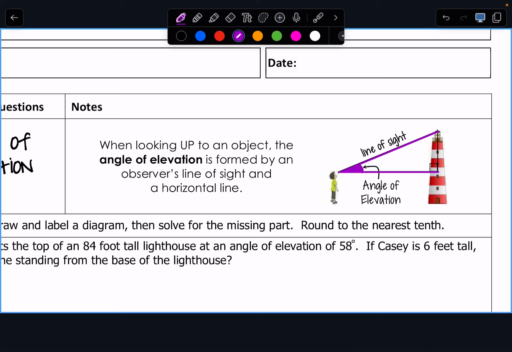Okay, so here's where I'm looking normally. Here's where I'm now looking. That is the angle of elevation, okay? It's always going to be with the horizontal. Sometimes it's going to be with the ground. Sometimes it could be off the ground with the eyesight.